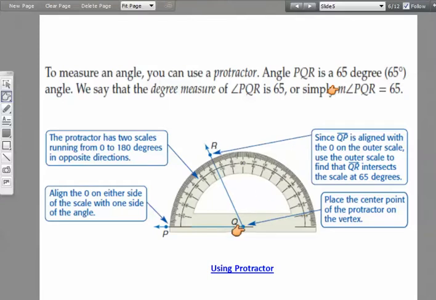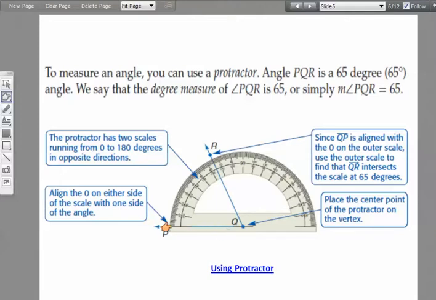Look at what they did here. If the angle's pointing to the left, you're going to use the numbers on the outside of the protractor. If this angle was pointing to the right, you would use these numbers on the inside of the protractor. It's always confusing which numbers to use. So remember, if it's pointing to the right, you're on the inside. If it's pointed to the left, you're on the outside. Let me see if there's important information. They're telling you how to do it.